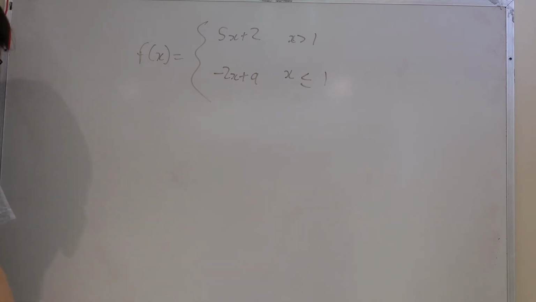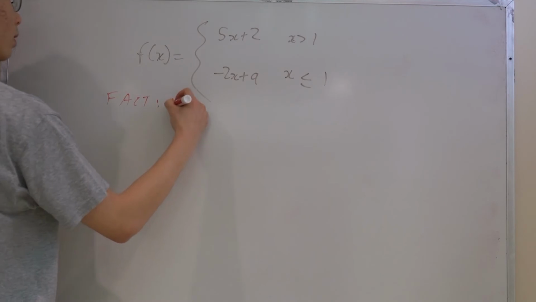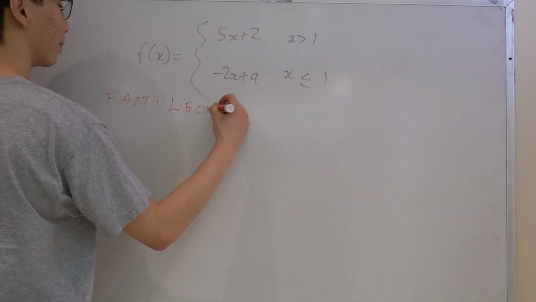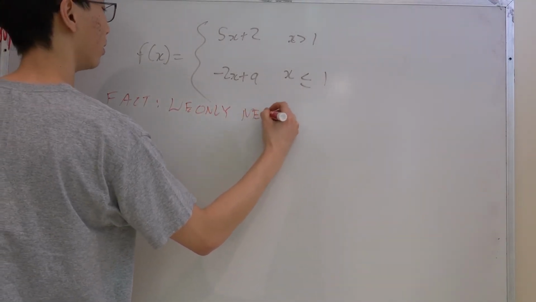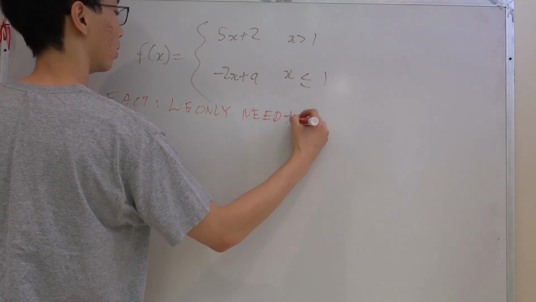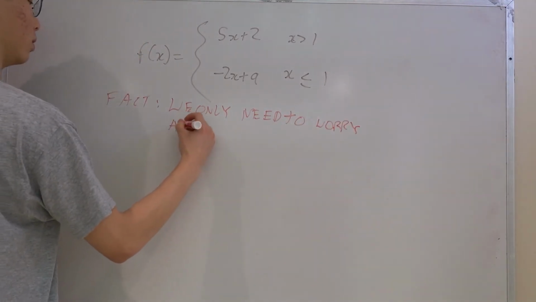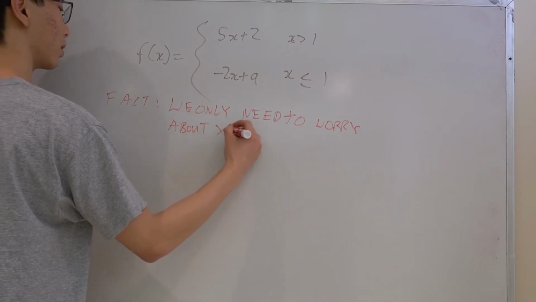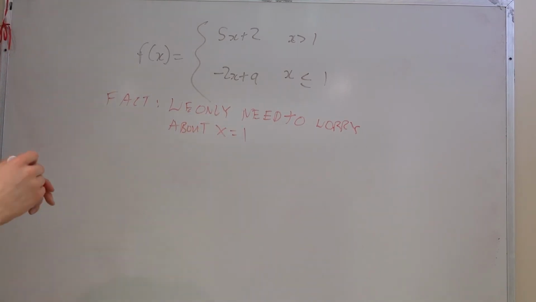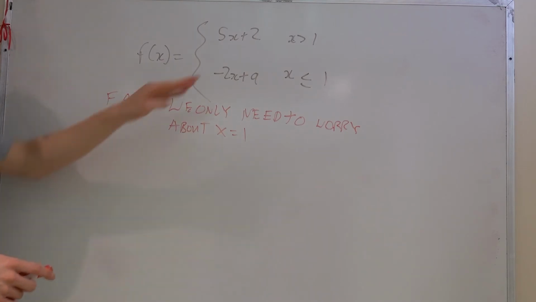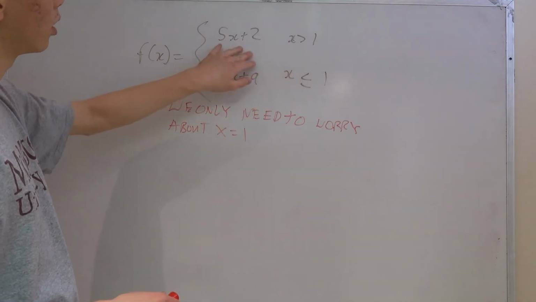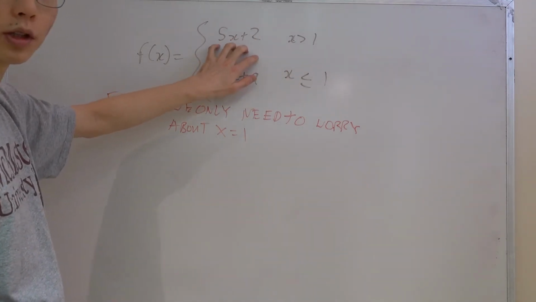So here's a fact. We only need to worry about x equals 1. That's the only value that you need to worry about. The reason why is because everything after 1 looks like the function 5x plus 2.